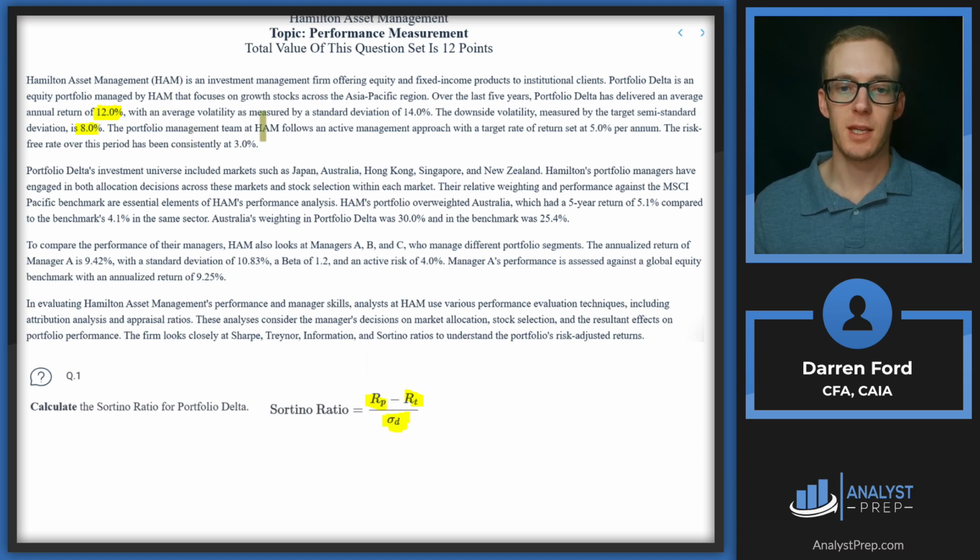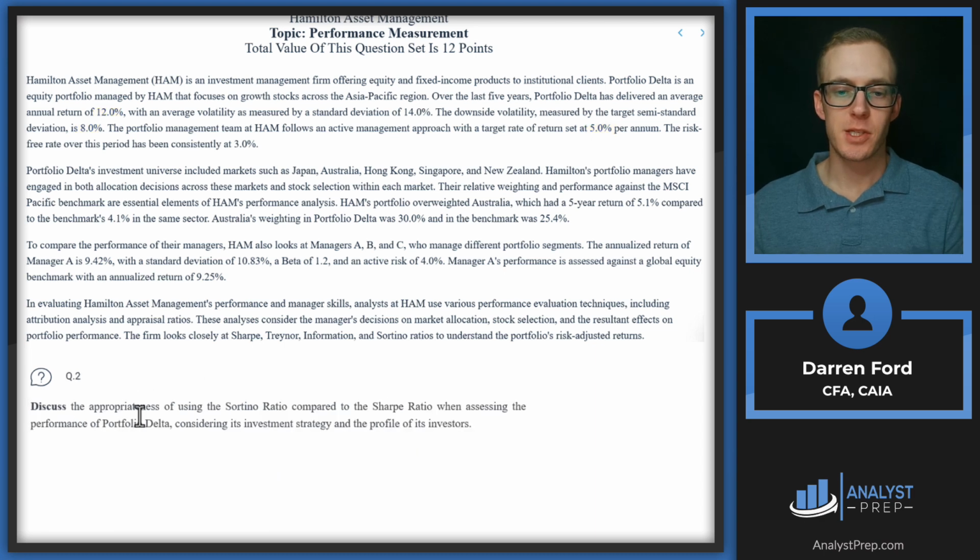The portfolio management team at HAM follows an active management approach with a target return set at 5% per annum. There's our last figure. The risk-free rate over this period has been consistently at 3%. So we've got those three figures, and we can bring that over here and plug those in. 12 minus 5 over 8 gives us a Sortino ratio of 0.875. And that's it for that question 1.